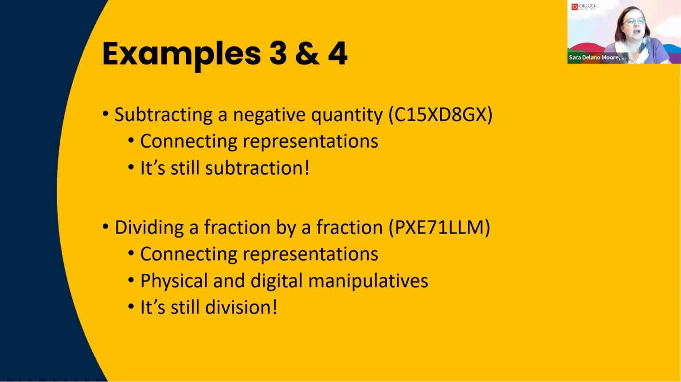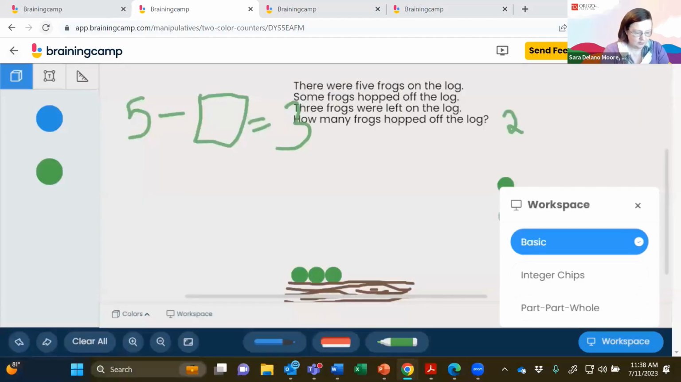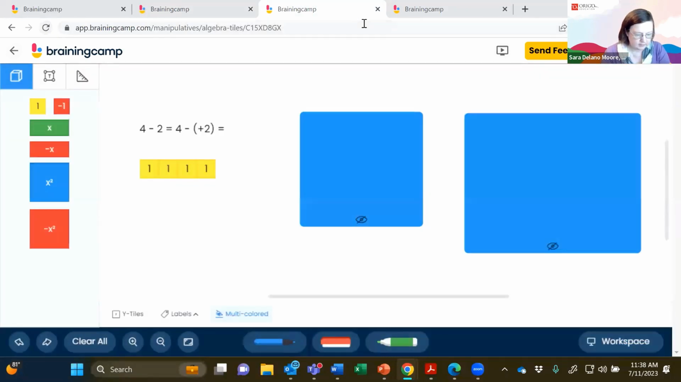So we're going to subtract a negative. Again, always this idea of connecting representations and reinforcing that it's still the subtraction you know and love from kinder and first grade. And then we're going to talk a little bit about dividing a fraction by a fraction, because that, by the way, is still division. Mark has put the code in, and subtracting a negative.